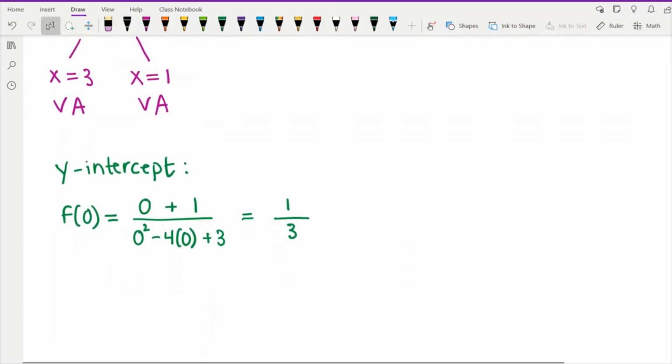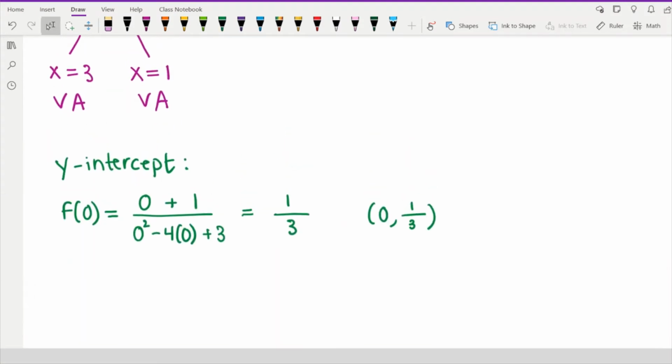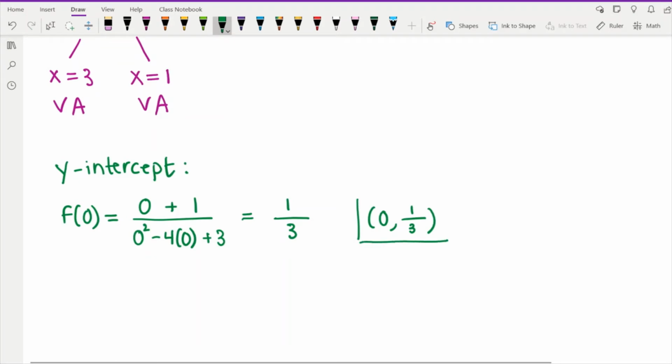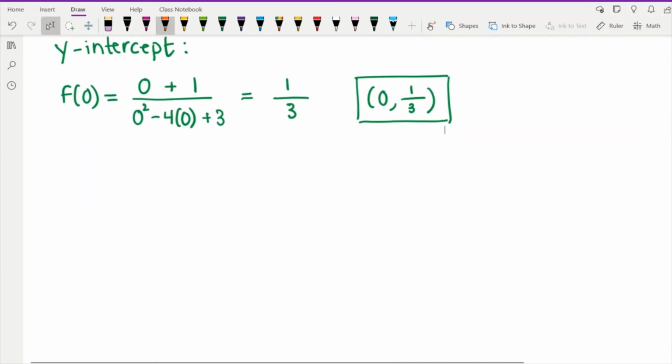And so that tells us that the y-intercept is going to be the point (0, 1/3). So y-intercepts are fairly straightforward. They go exactly the same way as they do for any other function. Okay, what about the x-intercepts? We'll see that in some of the cases, the x-intercepts are going to be fairly straightforward.